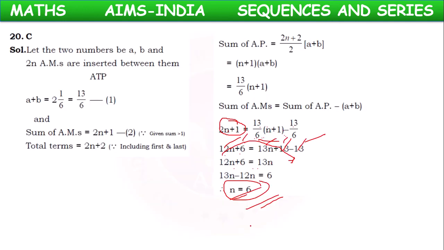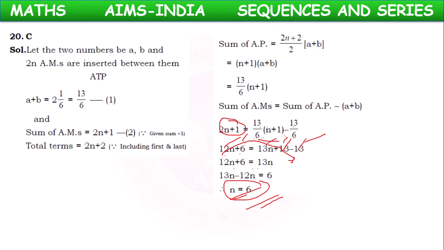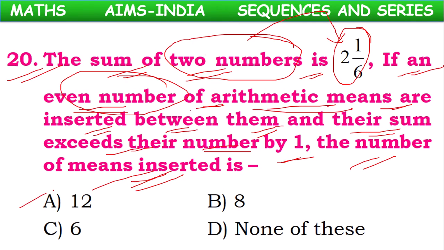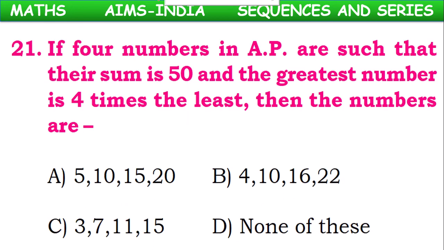But here the number of arithmetic means we have assumed as 2n. If n equals 6, then the number of arithmetic means will be 2 into 6, 12. So option A, 12, is the correct answer. Not C, children, option A is the right answer. 12 arithmetic means we can insert. Next, children.